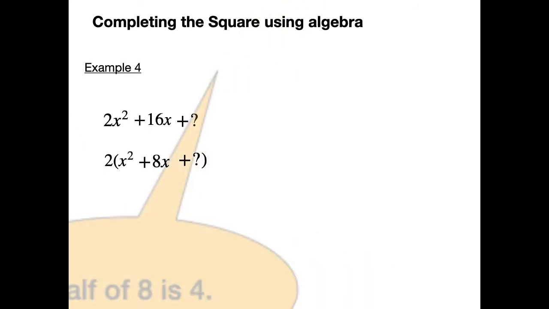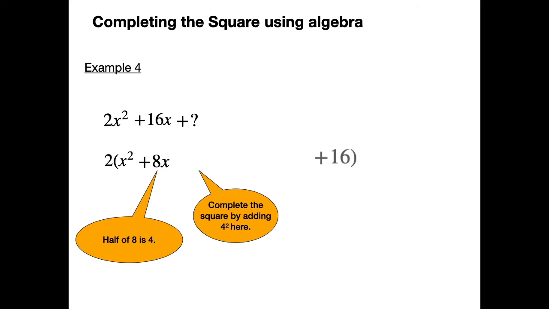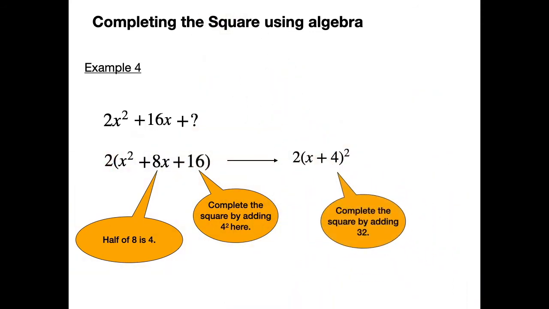Because the x term is now 8x, take half of the 8, that's 4, and the added square inside the bracket is 4 squared or 16. And you end up with 2 times the square of x plus 4. But remember that everything is multiplied by this 2. So to complete the square of the whole expression, it's 2 lots of 16, so add 32.